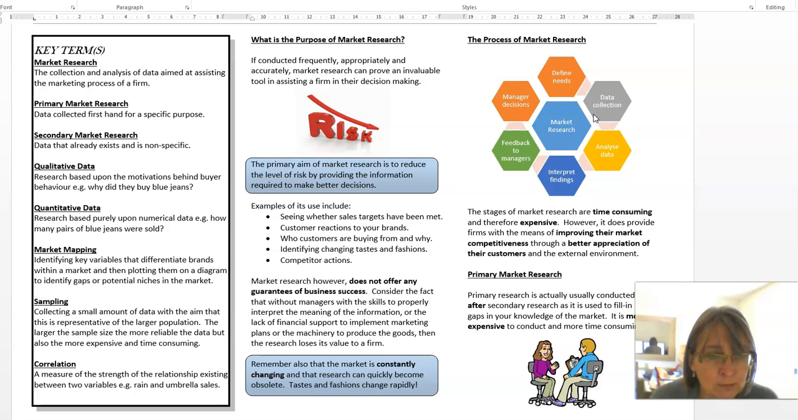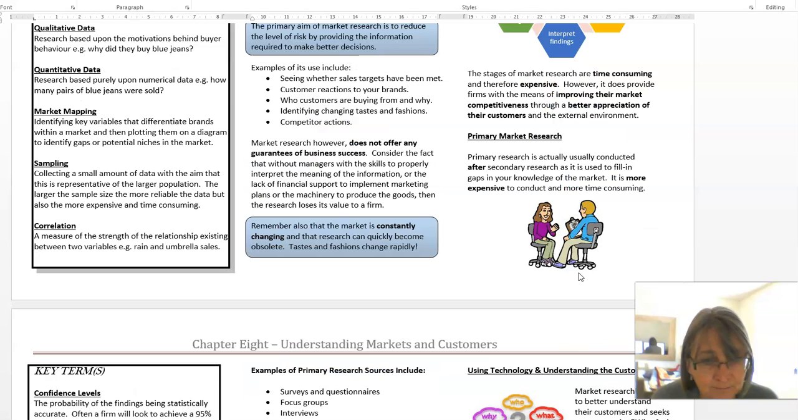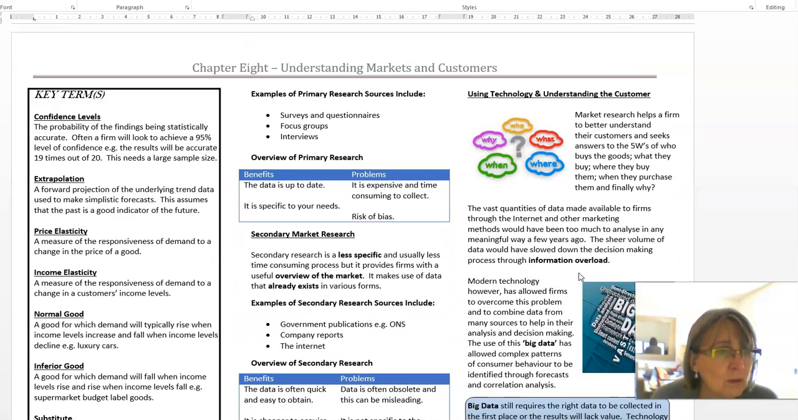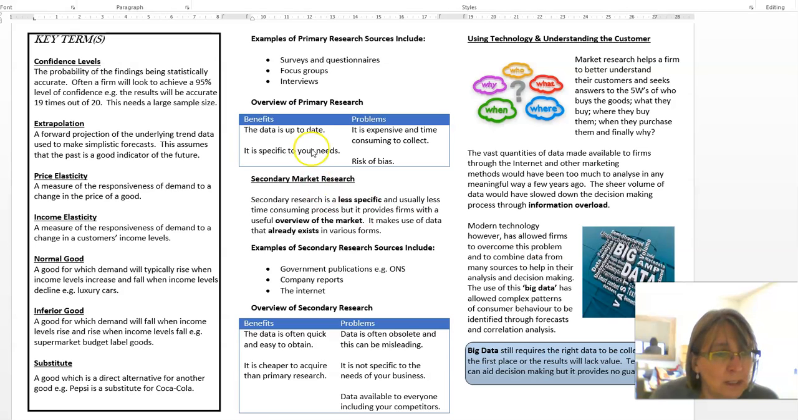So, primary market research is market research that a company does for itself. It will choose what the questions are, it will send people out or send the questions out themselves, and then it will collect that. It's good because it's up to date and it's specific to what you need, but it's obviously expensive, and you may be asking questions to get an answer that you want.